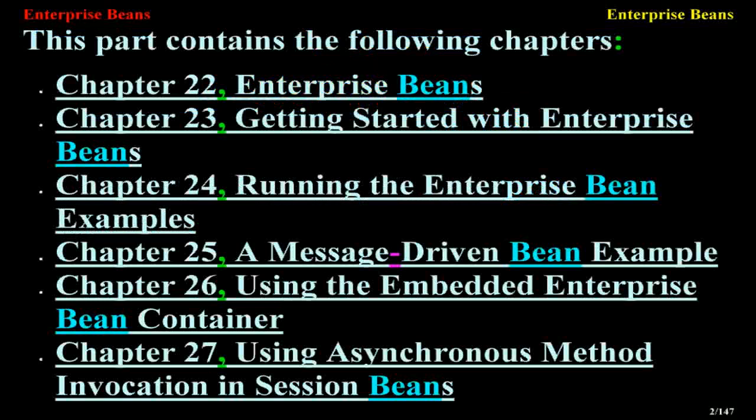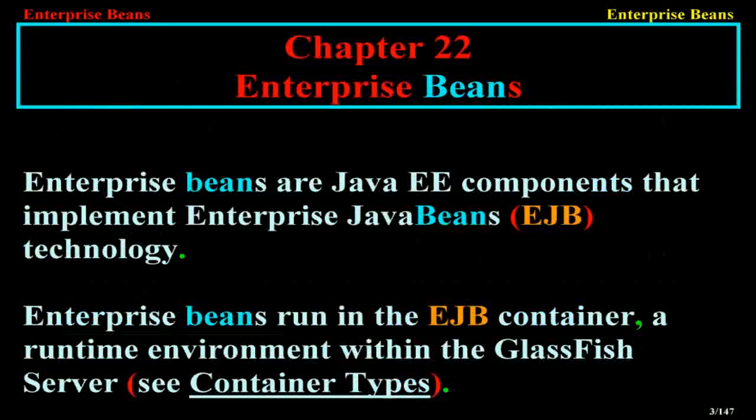Chapter 27, Using Asynchronous Method Invocation in Session Beans. Chapter 22, Enterprise Beans. Enterprise Beans are Java EE components that implement Enterprise Java Beans EJB technology. Enterprise Beans run in the EJB container, a runtime environment within the GlassFish Server.